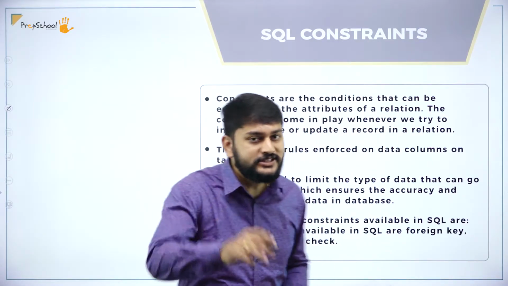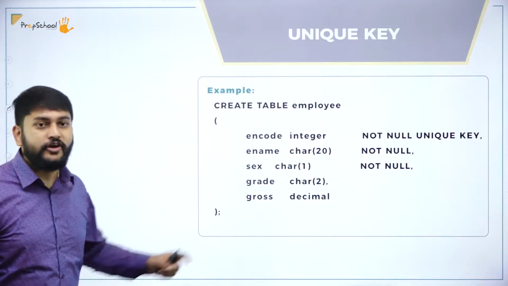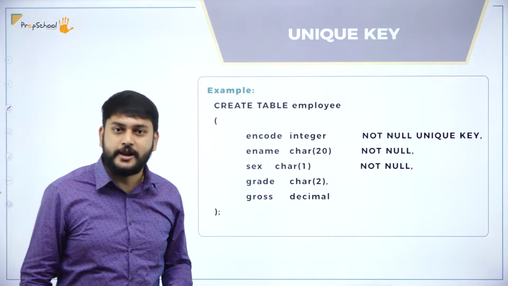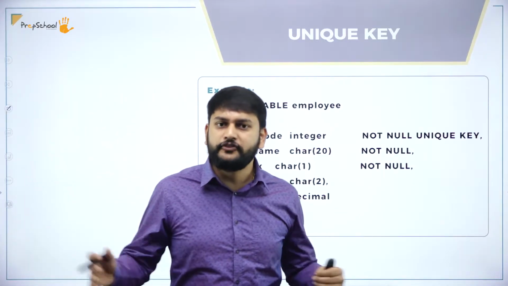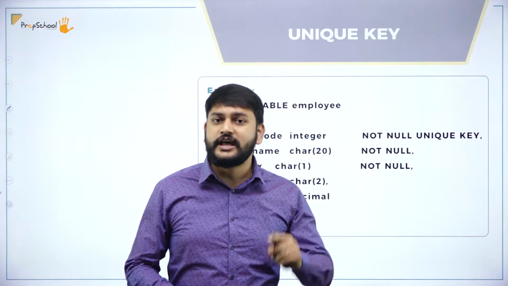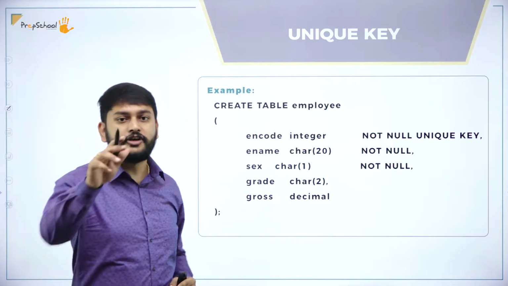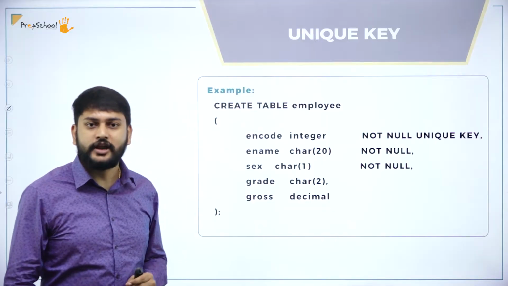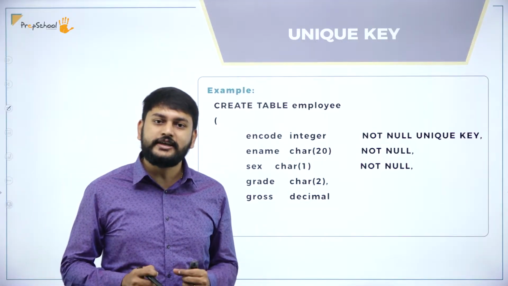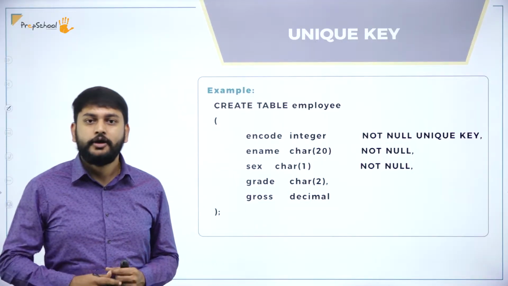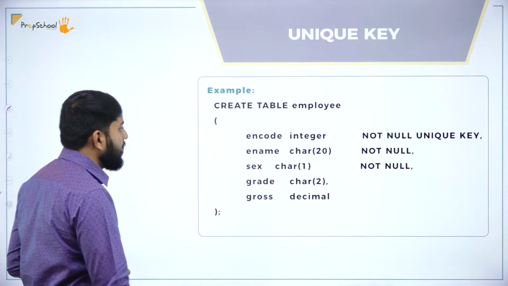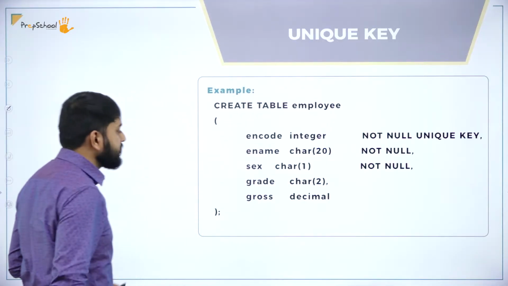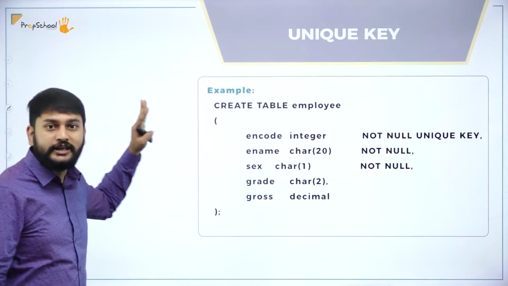Let me start with the first one. I have a couple of constraints and I'll be discussing them one by one. The first one is the unique key constraint. What exactly is this unique key constraint all about, sir? Please observe the query. I'm trying to create the table.